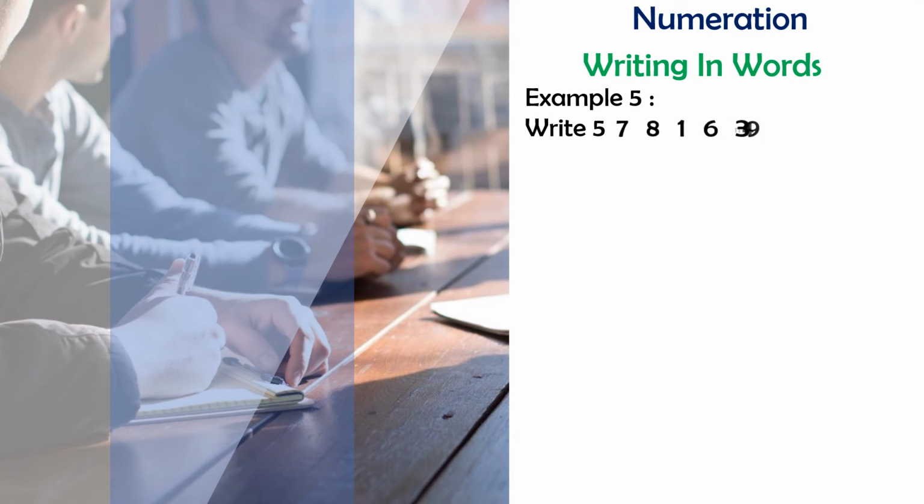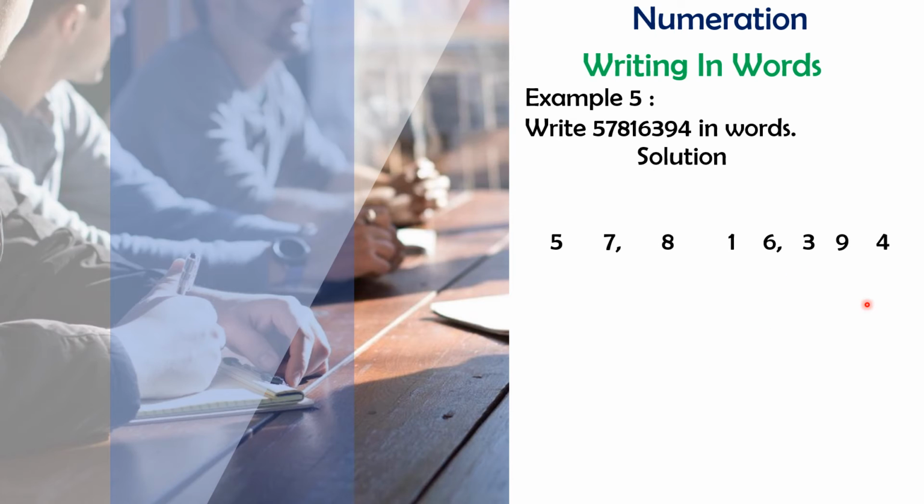In this example, you have to write 5, 7, 8, 1, 6, 3, 9, 4 in words. For you to do this, you specify your numbers, after which you add the commas. Still remember that for you to add the comma, start from the right hand side and count backward. 1, 2, 3. You add a comma in between the third and the fourth number. You start again. 1, 2, 3. You add a comma in between the third and the fourth number. So you're not to add another comma here again.